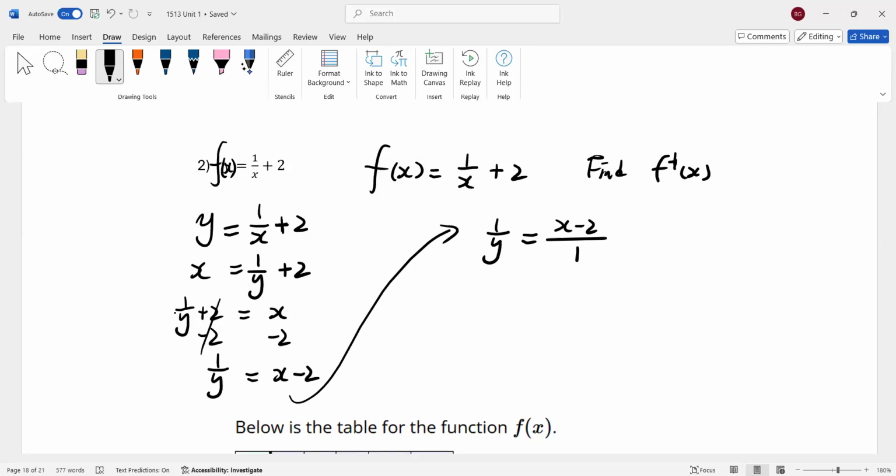On the left side, we have 1 over y. I take the reciprocal, or flip the top and the bottom, and I have y over 1. I'm going to do the same thing to the right side. Flip top and bottom. I have 1 over x minus 2. And the y over 1 is just y, right? We don't really have to write a 1 in the denominator. Then we have y equals 1 over x minus 2. And we have y isolated on the left side. Last step, replace y with f inverse.